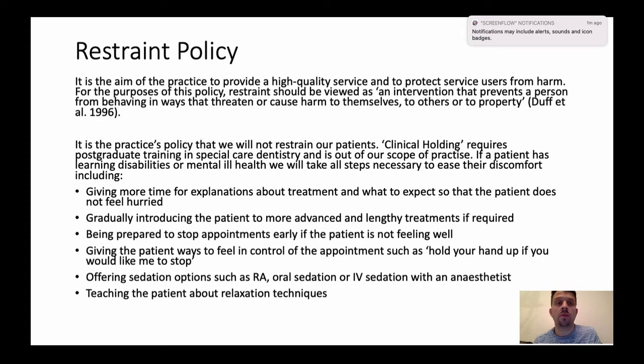Now, from a restraint perspective, the practice policy is that we actually won't restrain our patients. There is something called clinical holding, but that does require postgraduate training in special care dentistry, and it's out of our scope of practice.